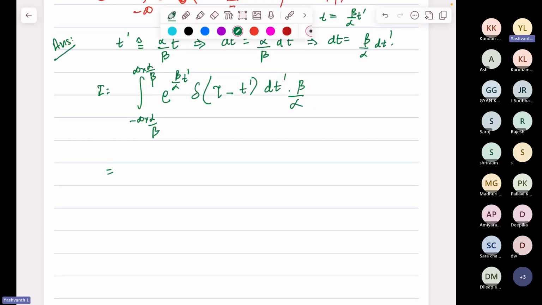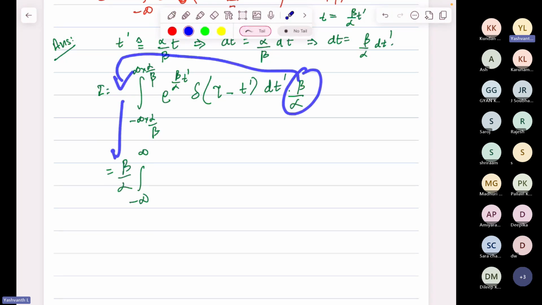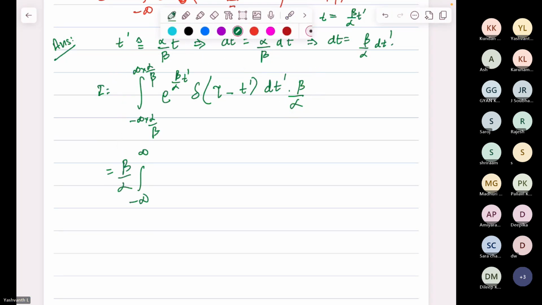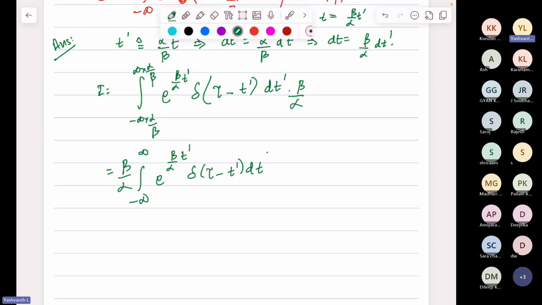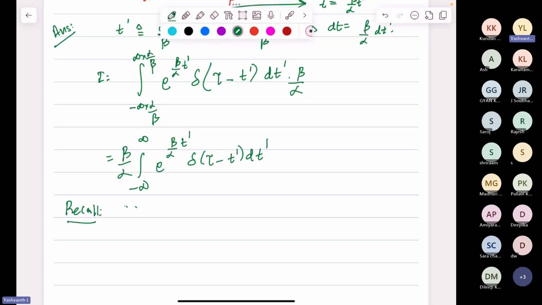Now let me rewrite this. Minus infinity times alpha by beta is still minus infinity, and this is also plus infinity. Beta by alpha is a constant, so bring it out of the integral. That's what I wrote here. And this is e to the power beta by alpha t dash into delta of tau minus t dash, dt dash. Now, recall the property of the impulse function: delta of t is the same as delta of minus t.